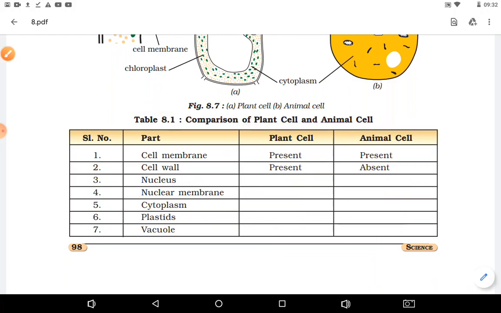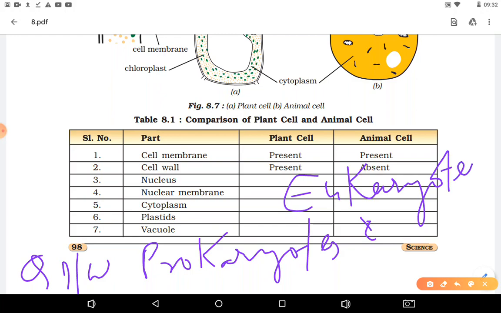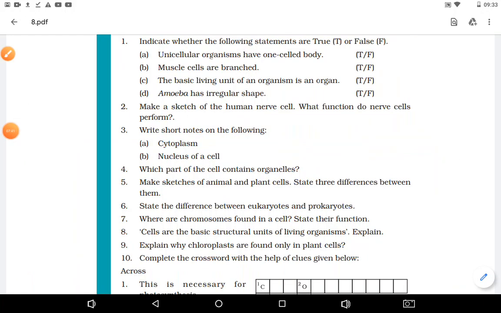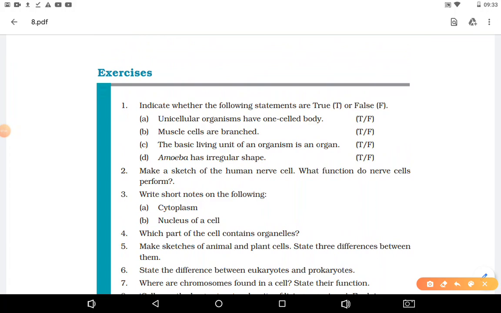ये भी आपका क्वेश्चन होगा, the difference between prokaryote and eukaryote. Okay, then you will do the back exercises.